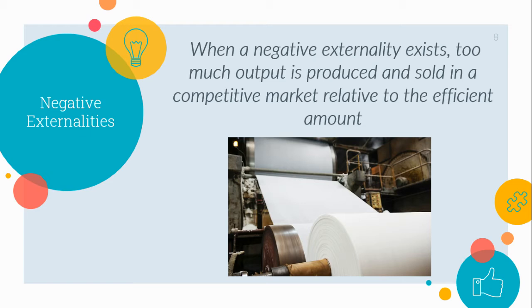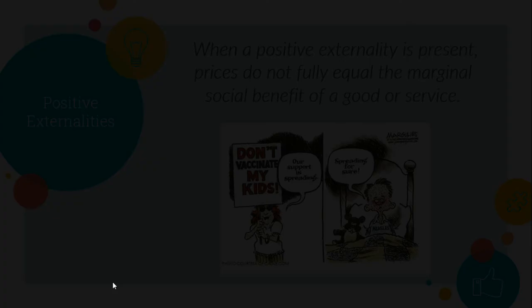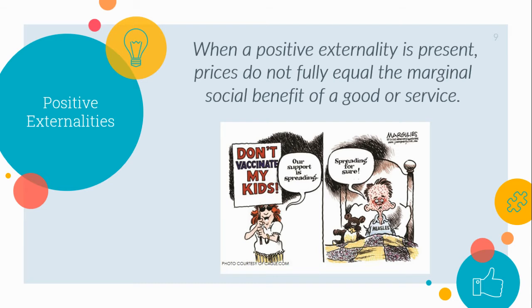So the marginal external cost or MEC is the extra cost to third parties resulting from production of another unit of a good or service. MEC is part of the marginal social costs of making a good available. However, it is not reflected in the price of the good. So when a negative externality exists, too much output is produced and sold in a competitive market relative to the efficient amount. Next is the positive externalities.